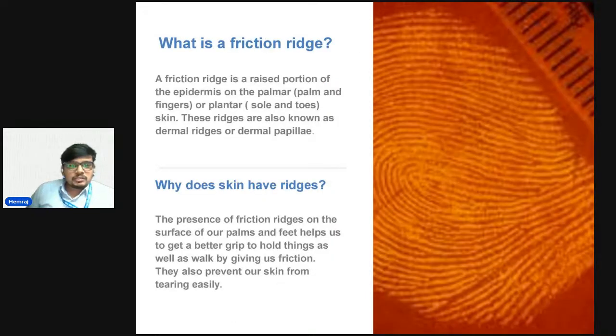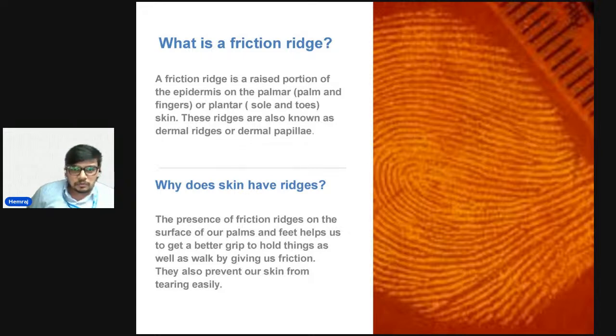Fingerprints are also known as friction ridges. On our fingers, we have some small ridges. If you touch your fingertips, you can feel them. These ridges on your fingers are known as friction ridges because they help you grasp things. They are there so that you can have friction in your hand and you can hold anything properly.